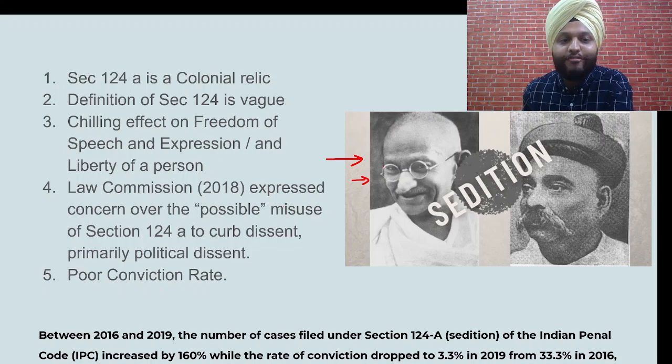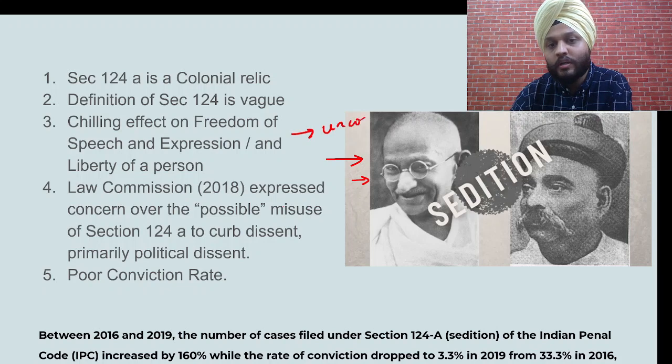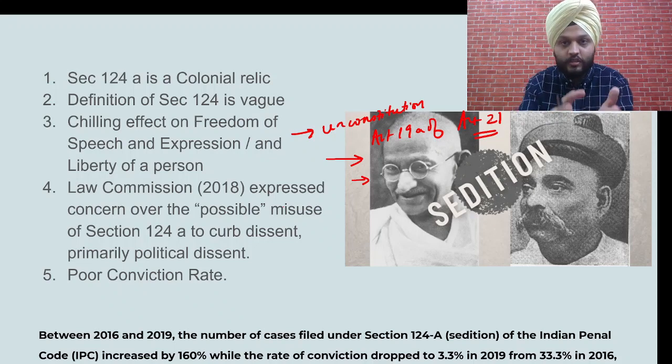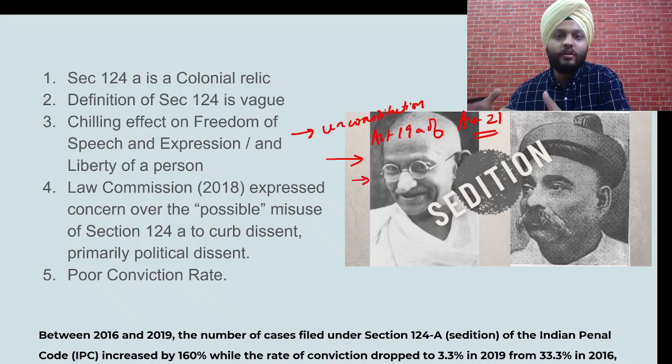Then it has a chilling effect on the freedom of speech and expression, and also the liberty of a person. Or in other words, I can say that this law, Section 124A, may be cited as unconstitutional. Unconstitutional because it is violative of Article 19(1)(a) of the Constitution, and also Article 21, that is the right to liberty. Because the moment sedition is applied, a person has to be taken to jail. The person is arrested, so a person can be arrested arbitrarily, and his liberty is confined. So this is problematic.